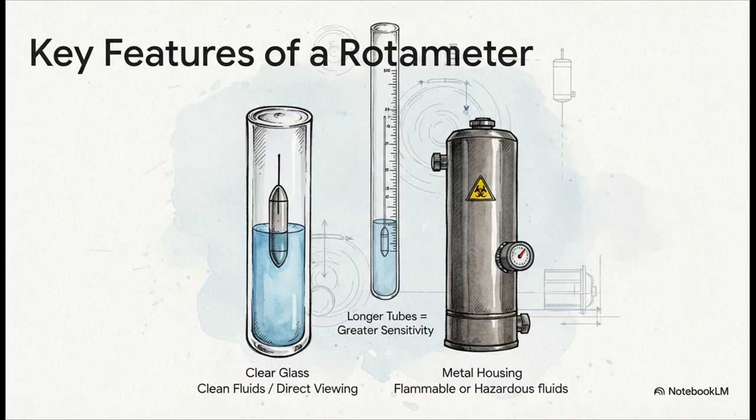So, why are these things so popular? Well, for one, they're dead simple. Not a lot of parts to break. They work best with clean fluids, so the float doesn't get gunked up. You can get them with a clear glass tube so you can literally see the flow, or a sturdy metal one if you're dealing with something nasty. And here's a neat design tip. The longer the tube, the more sensitive and accurate your reading will be.